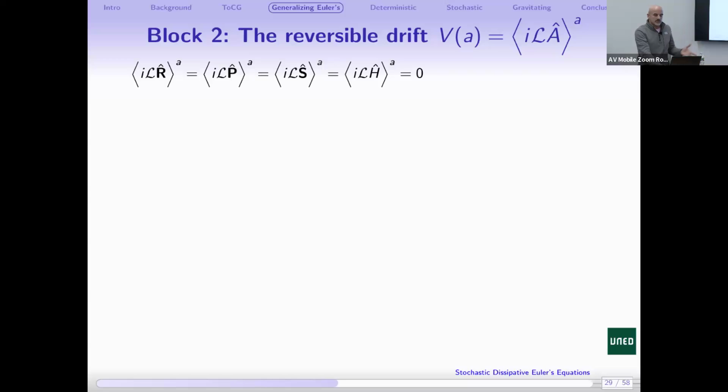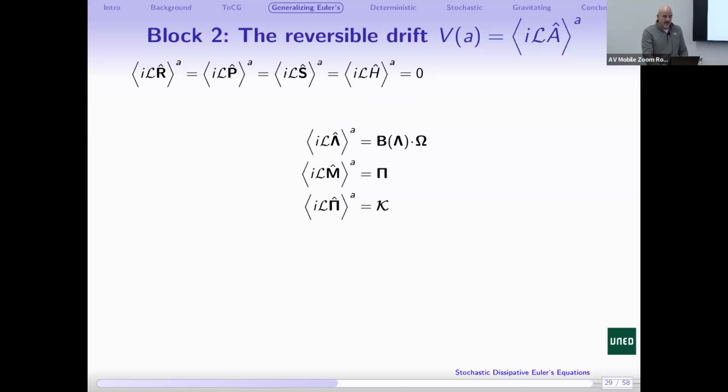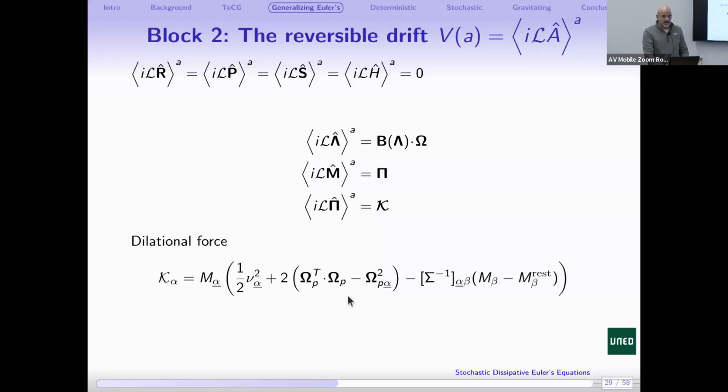The block 2, the reversible drift. Of course, the dynamical invariants do not evolve, so this gives 0. And from the rest of the terms, you can compute everything explicitly. In particular, this term gives you somehow the reversible part of the dilational dynamics. It involves a dilational force that has 3 terms. I will discuss this later.